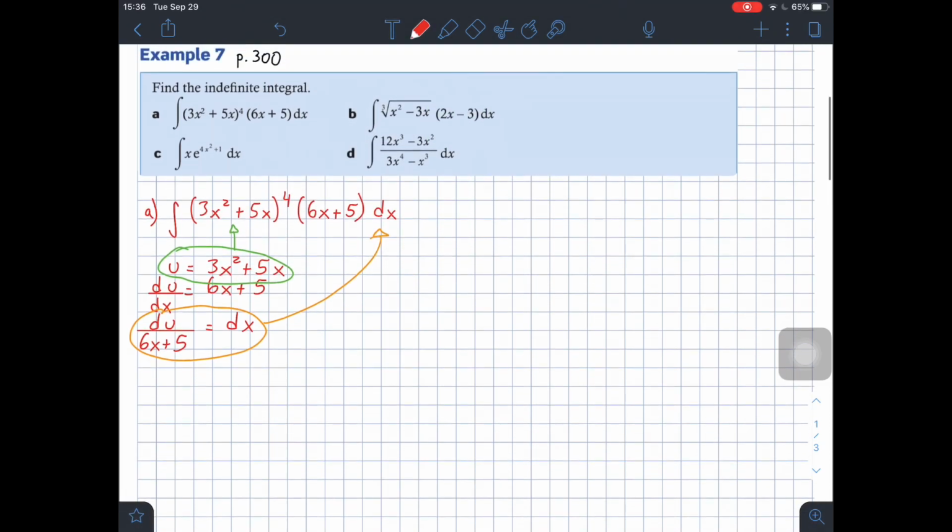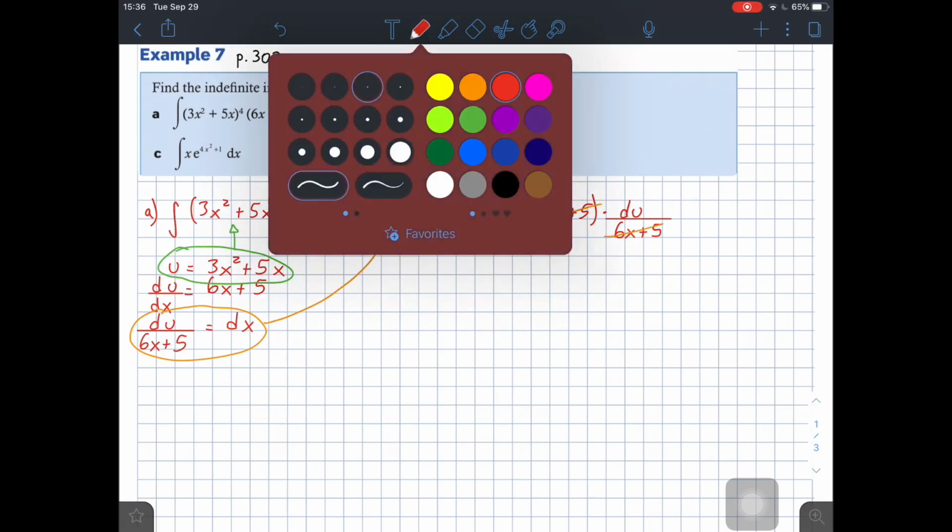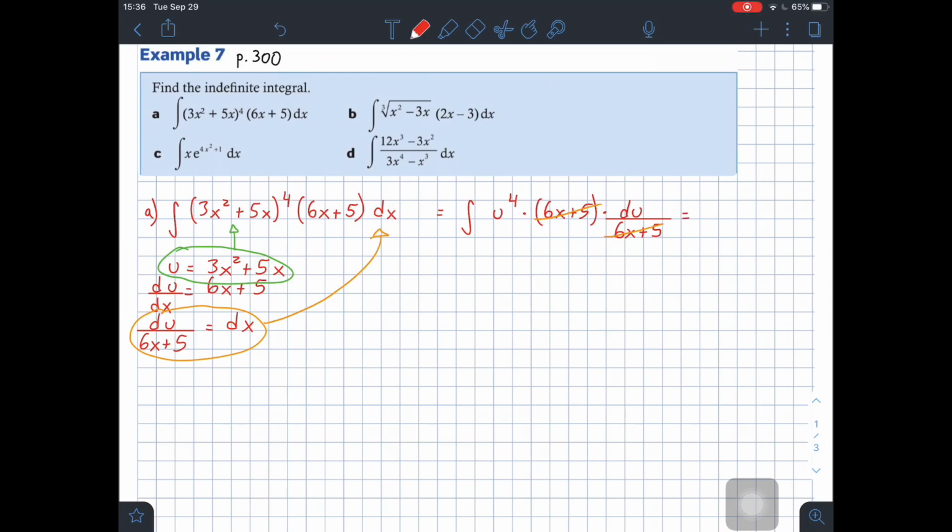If I rewrite that, then I'll have that this is equal to the integral of, instead of all that expression, u to the fourth power. Don't forget this fourth power we have right here. And this is being multiplied by 6x plus 5 times, and instead of dx, we're going to write its equivalent expression, which is what we have down there. So times du over 6x plus 5. So you see that we can simplify here the whole expression 6x plus 5, and we're only going to have the integral of u to the fourth power with respect to u.